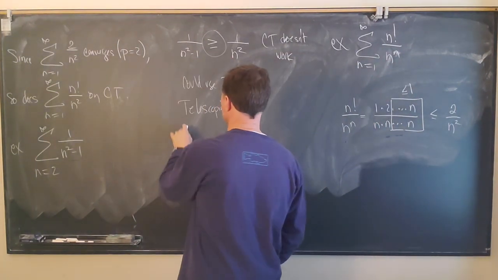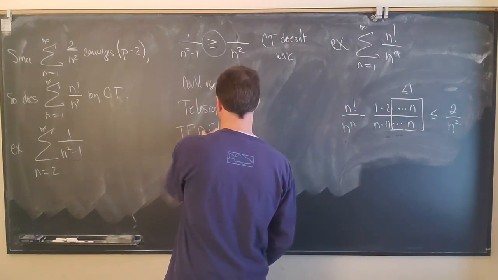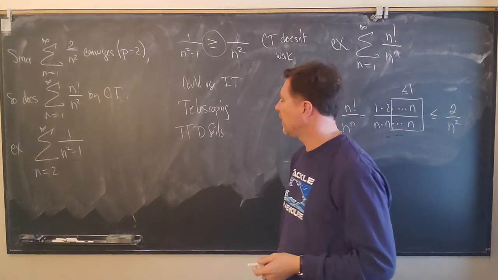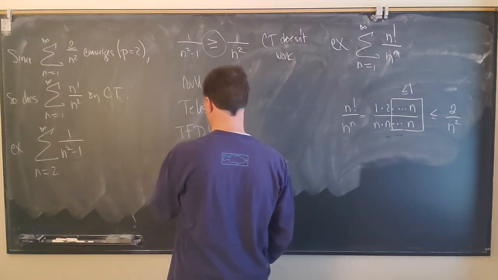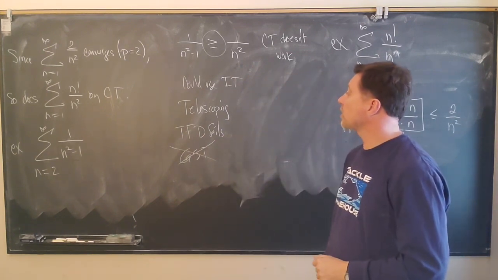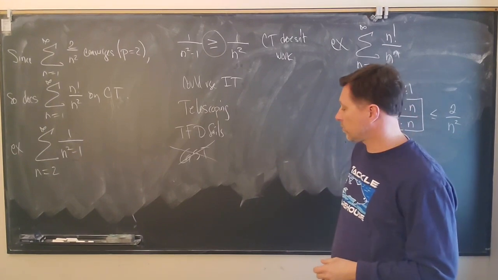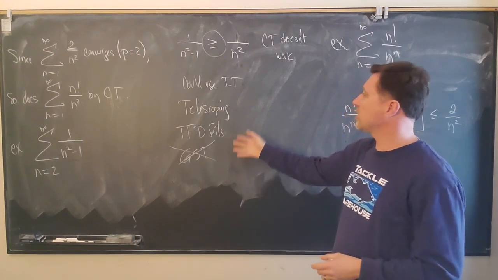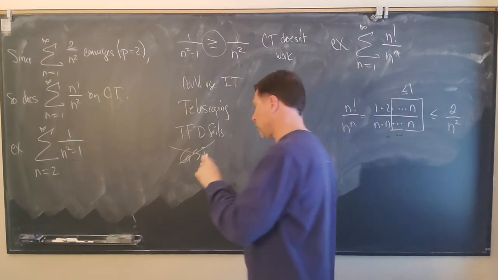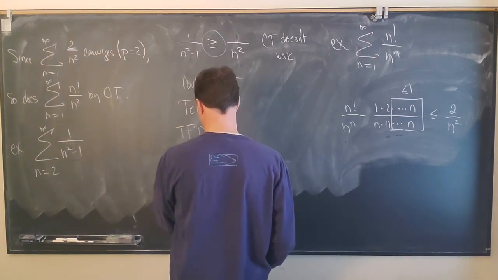The test for divergence doesn't help. You get a limit of 0, which gives you no information. It's not geometric, so the geometric series is not going to work. So here's two that I try to avoid, integral test and telescoping. I usually try to stay away from those. The other tests don't work. So we've got these options, or use a different test.